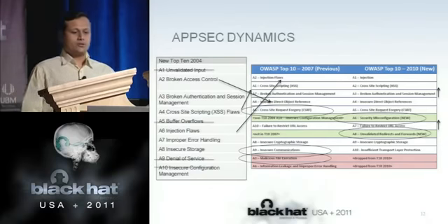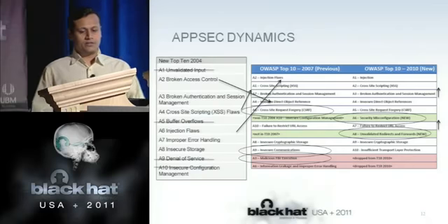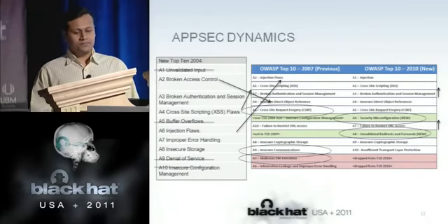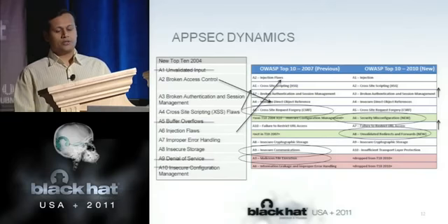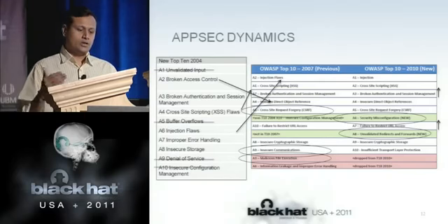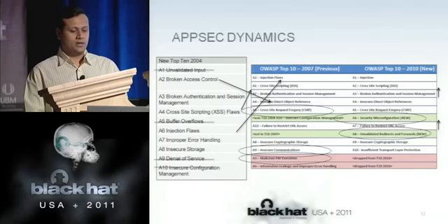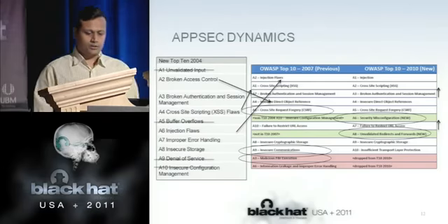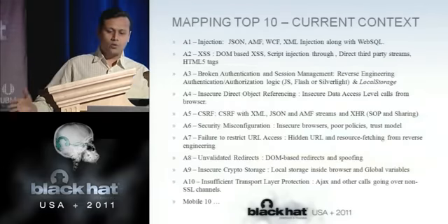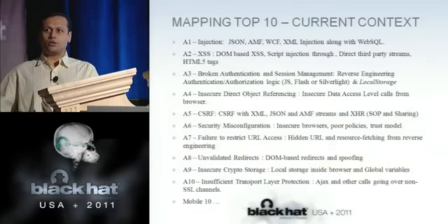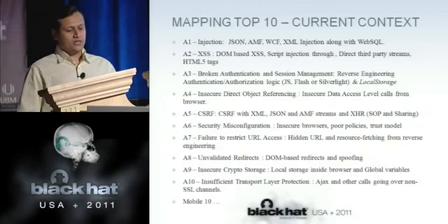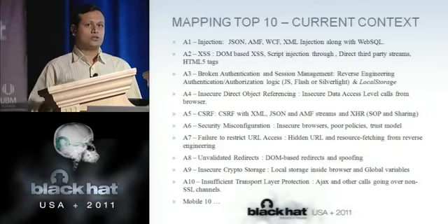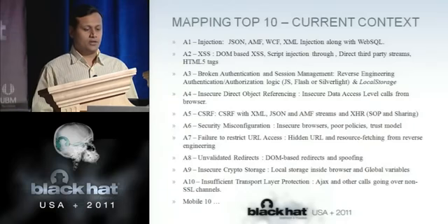If you look at the AppSec dynamics, which keep on changing over the years, from 4 to 7 and 7 to 10, if you look at the OWASP Top 10, there are a few changes here and there. For example, last time we had unvalidated redirects and forwards added. Now we have security misconfiguration added, but still A1 and A2 would be injection and cross-site scripting, and then there are a bunch of other attack vectors. Now if we try to map it to this new generation, or new stack, of browser technologies, on injection we have JSON, AMF, and so on on the server side, and Web SQL injection on the client side.